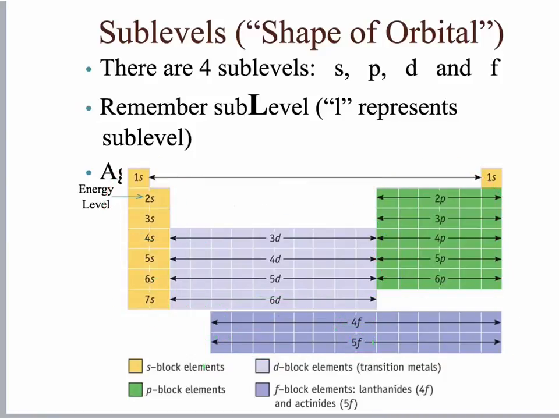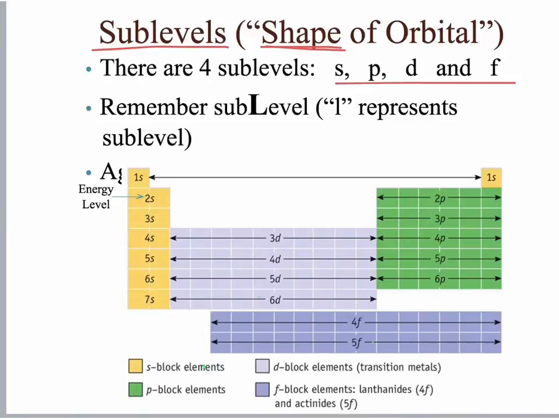The next quantum number is the sublevel, and the sublevel is the shape. You're going to hear me refer to it as mostly the shape of the orbital. So there are 4 sublevels: S, P, D, and F. These 4 sublevels are here to stay. We're going to talk about them a lot.